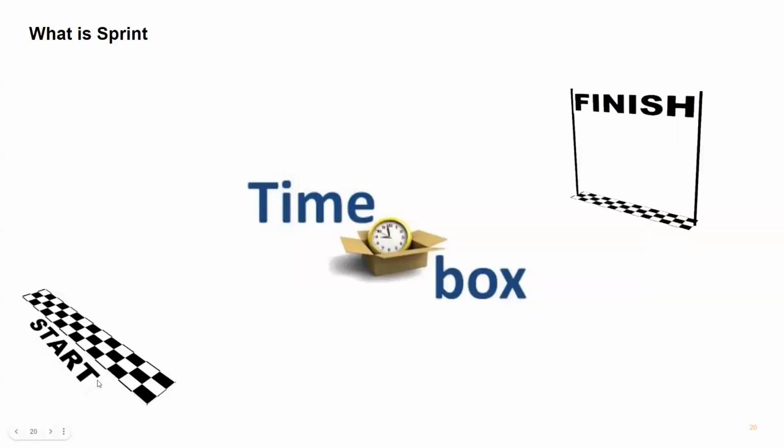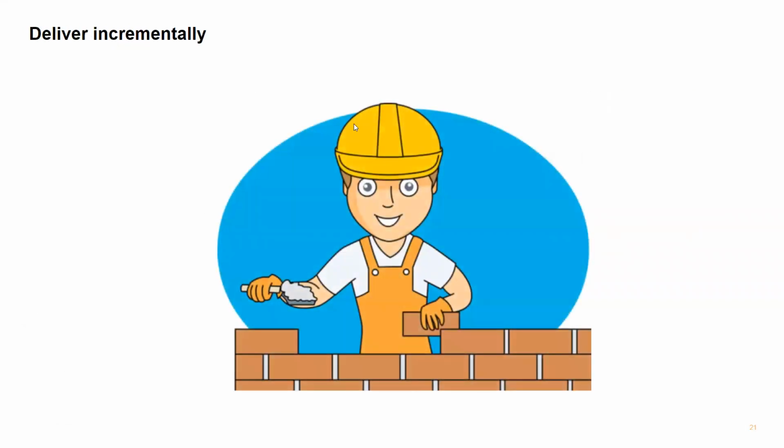Okay, to start with, the sprint starts with planning and ends with completing whatever we have planned. That's why this is called incremental delivery. You deliver piece by piece.